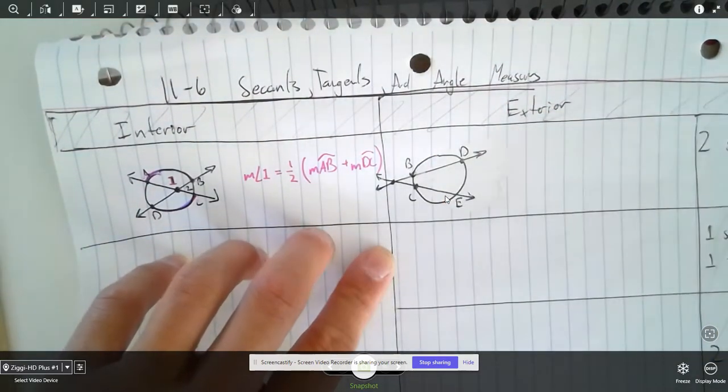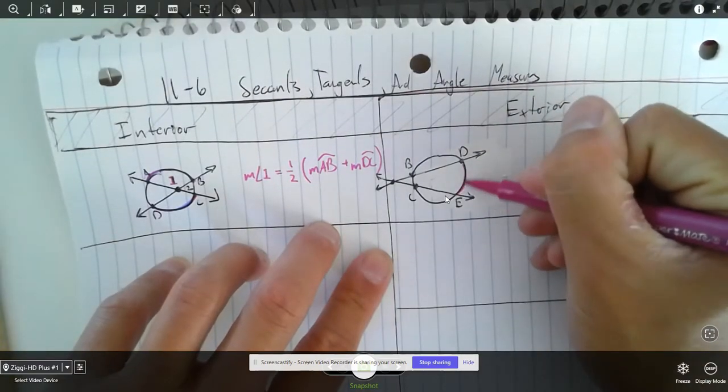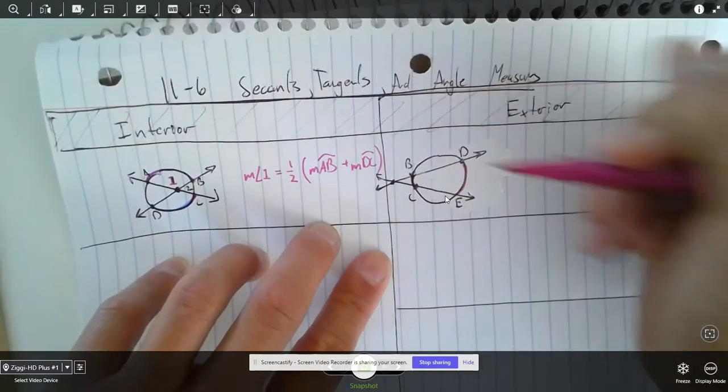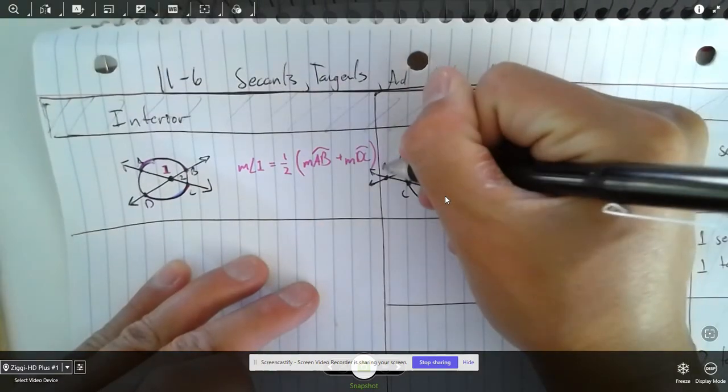And let's color code this. This is DE. And this, however, is BC. So, and then let's say that where they meet is A. They meet outside at A.